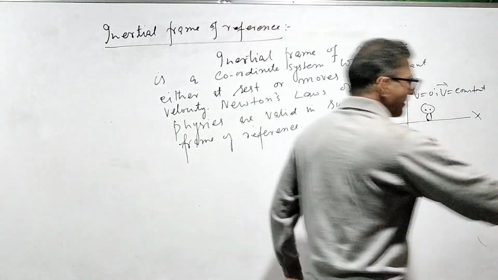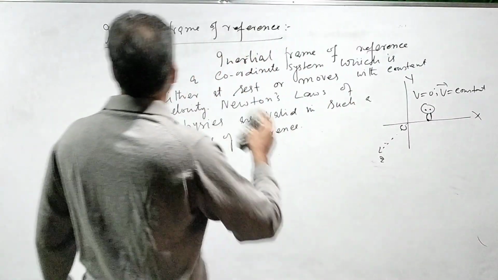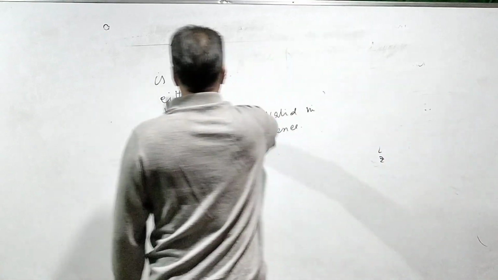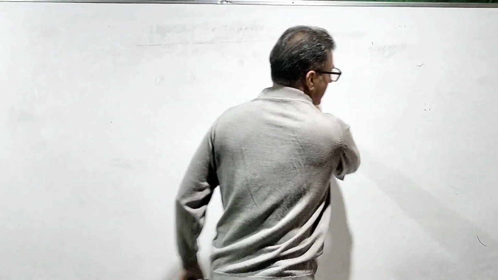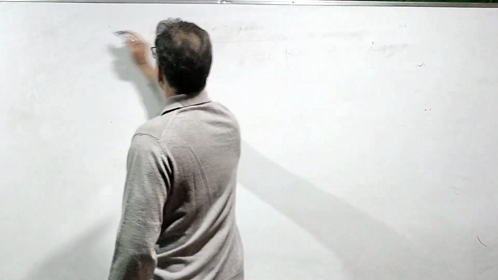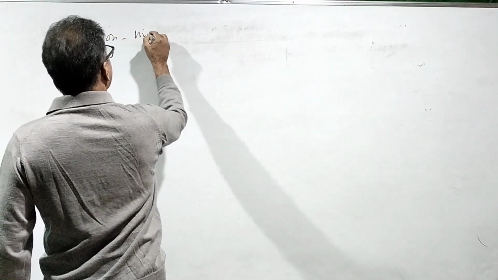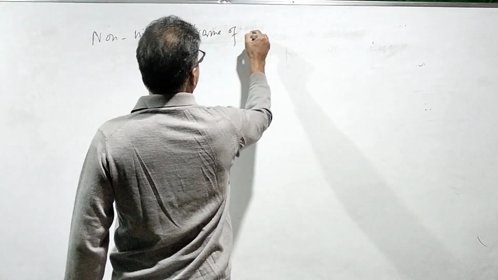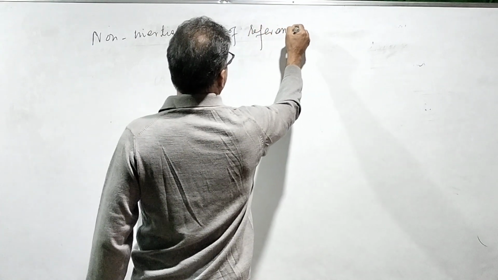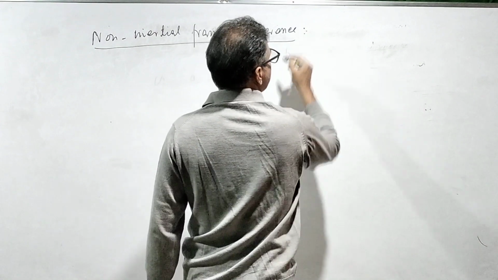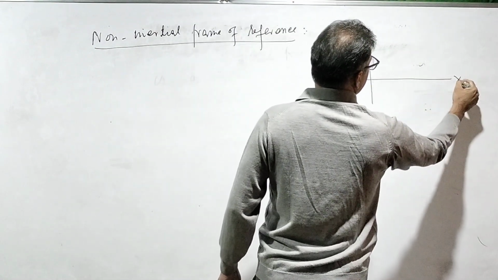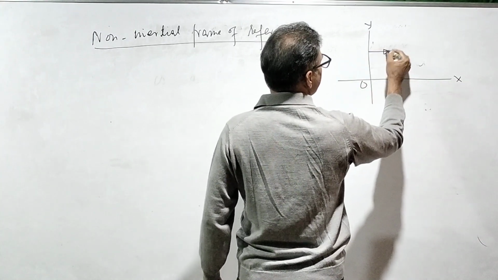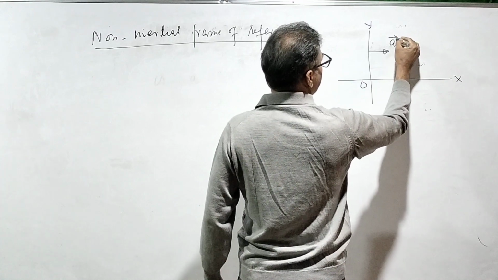What is non-inertial frame of reference? Non-inertial frame of reference. Opposite of this. Non-inertial frame of reference. It's a coordinate system here. And this coordinate system moves with acceleration a0, let me suppose.